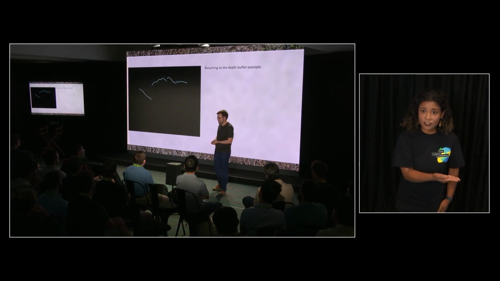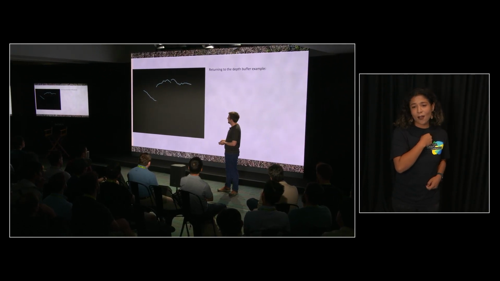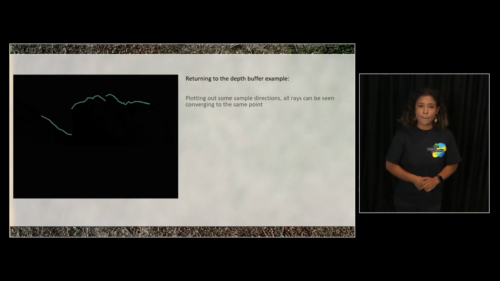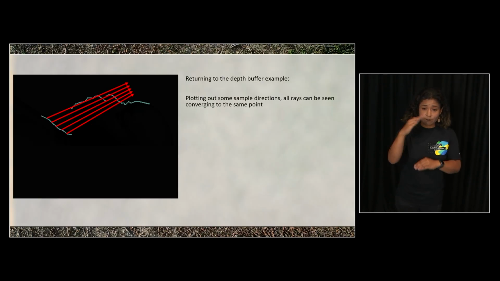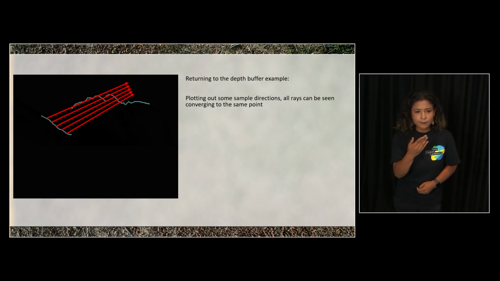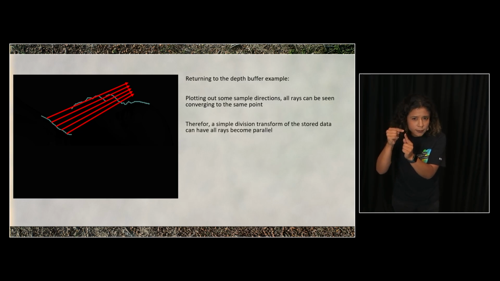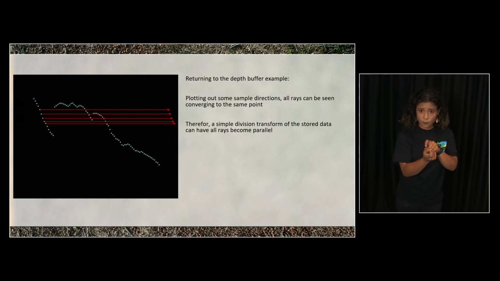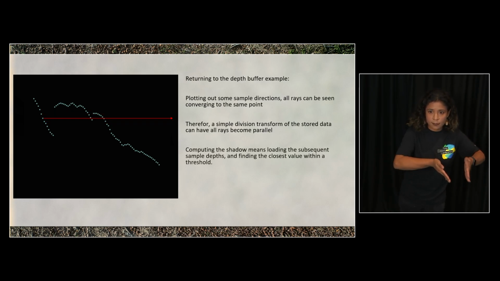So let's return to our depth buffer example. Again, I should have redone this, shouldn't I? If you actually overlay the light directions here, another optimization becomes apparent. And this one's a bit more subtle. All these rays are targeting the exact same point. So if we apply a very simple division transformation, we can reorientate this data such that all the rays are parallel. This means that your sampling problem becomes even simpler.